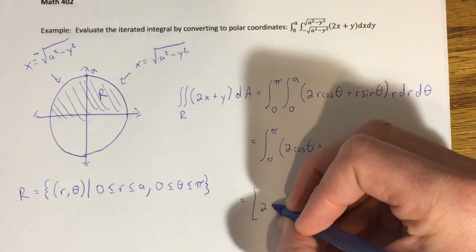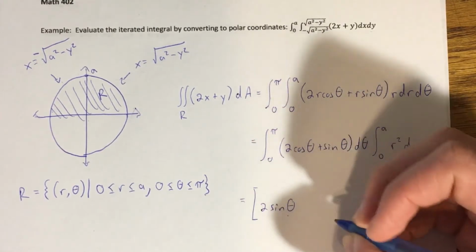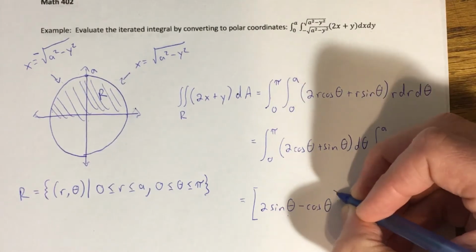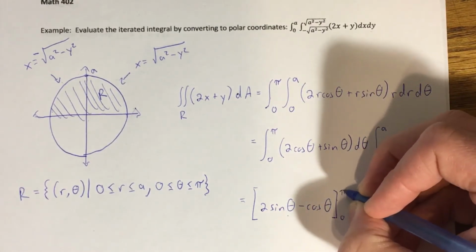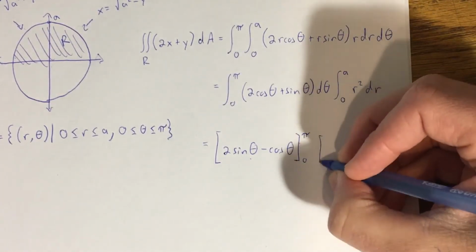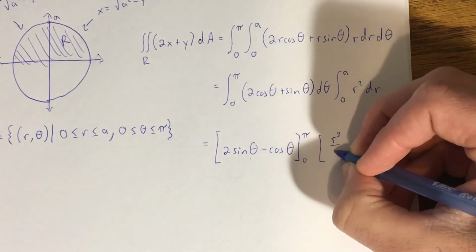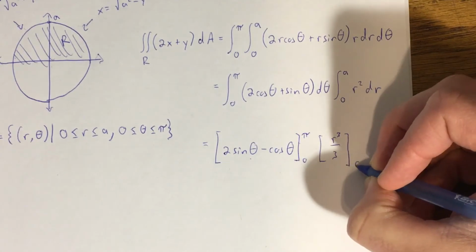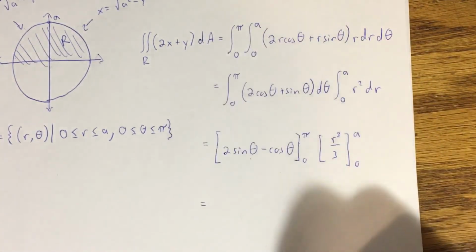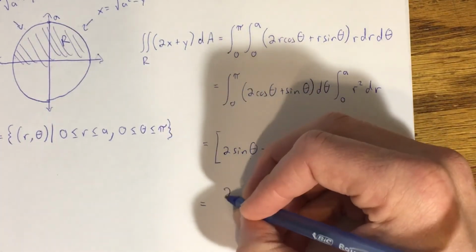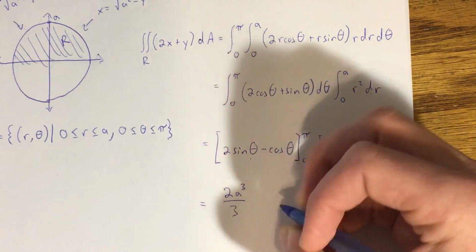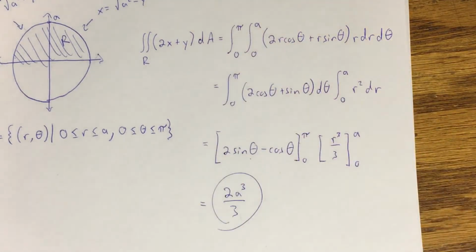This gives me 2 sine of theta minus cosine of theta from 0 to pi. And this guy is going to be r cubed over 3 from 0 to a. Working all this out, what we end up with at the very end is 2a cubed over 3. Not too bad.